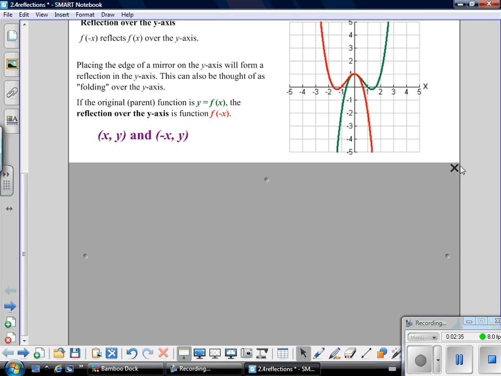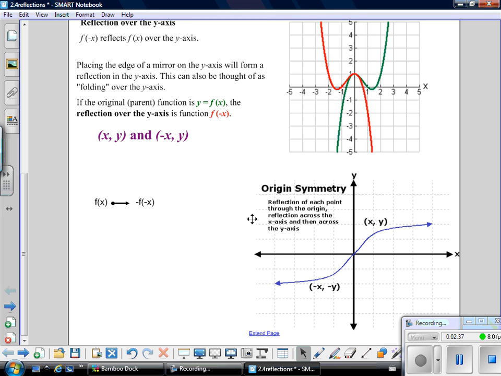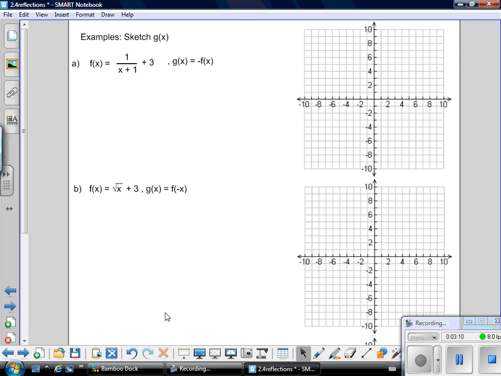Now it is possible that we can combine both of these. Sometimes we call this origin symmetry. We're reflecting our points not only through the x-axis, but also through the y-axis. This is how it's written: f of x becomes negative f of negative x. So if I have a point (x, y), it becomes (negative x, negative y). It changes both values of our coordinates. Let's take a look at what that means when it comes to graphing.